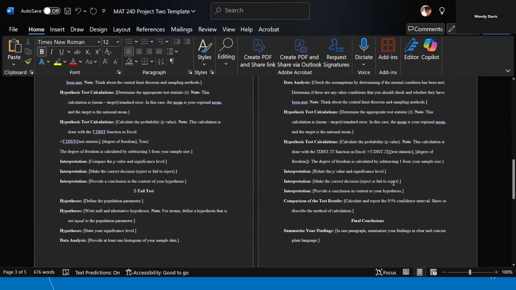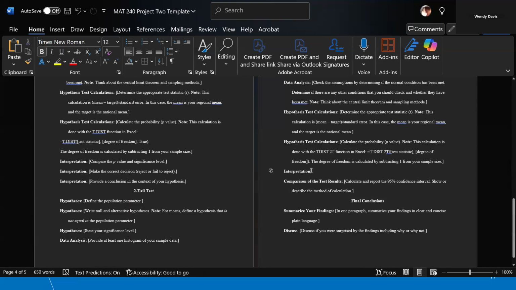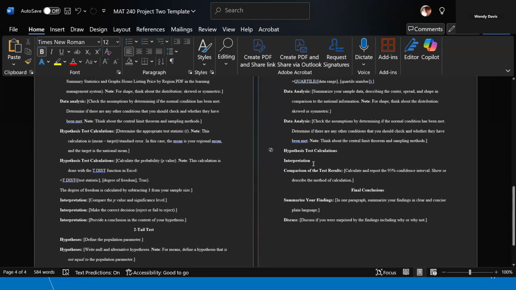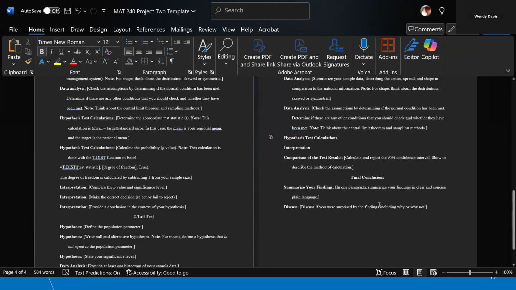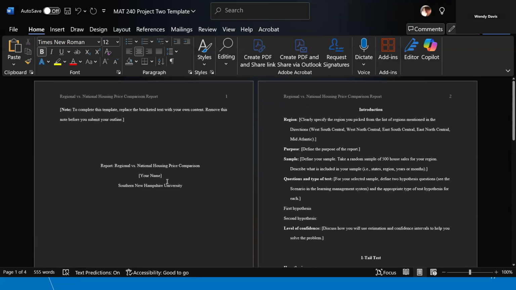Same thing, interpretation. Just say interpretation one time and put all of that. Same thing with your calculations. Just report your answers. Summarize your findings. Here, just type conclusion. Just type your conclusion. That'll get rid of some of the unnecessary Turnitin scores.